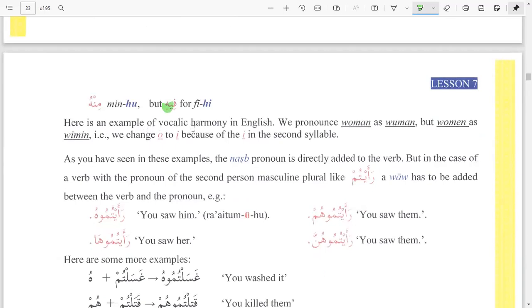Here is an example of vocalic harmony in English. We pronounce woman as woman.